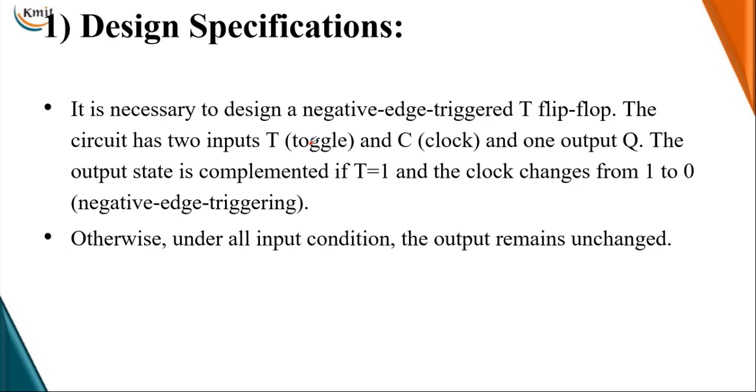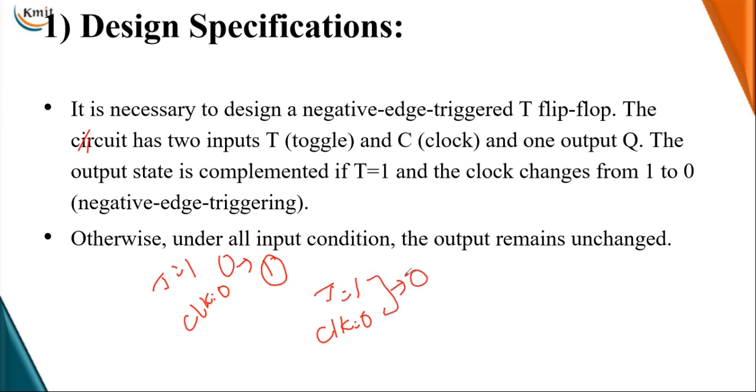So we have to make sure T must be equal to 1, and then clock is equal to 0. Then if the present state is 0, the output will be logic 1. If T equals 1 and clock equals 0, and our previous state is 1, then the next output will be logic 0.